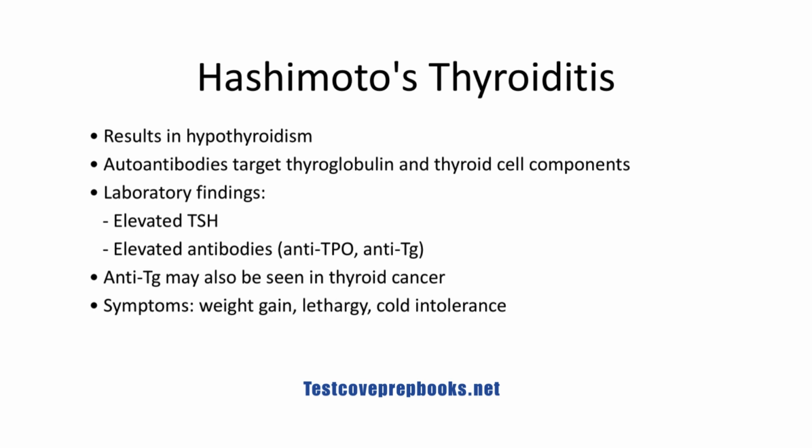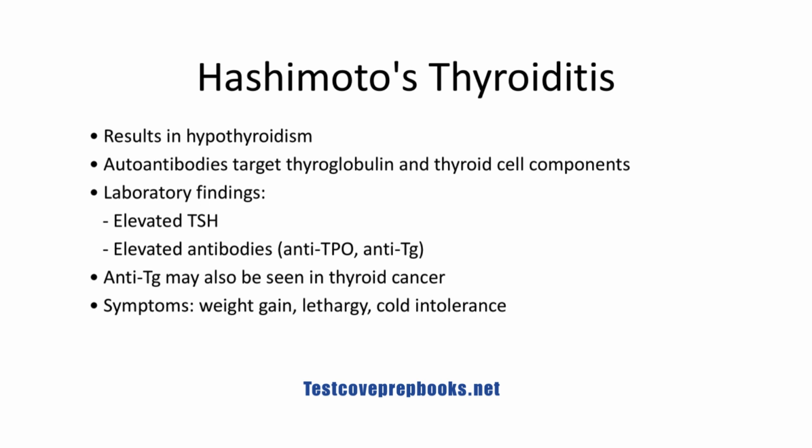Now let's look at Hashimoto's thyroiditis. This condition results in hypothyroidism, or inadequate production of thyroid hormone. In this disease, autoantibodies are produced against thyroglobulin and other thyroid cell components. Here, TSH is typically elevated, while thyroid antibodies are also elevated. The main antibodies include thyroid peroxidase antibody, or anti-TPO, and thyroglobulin antibody, or anti-TG.